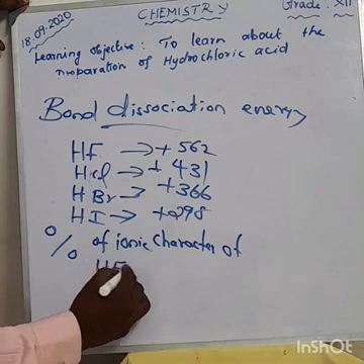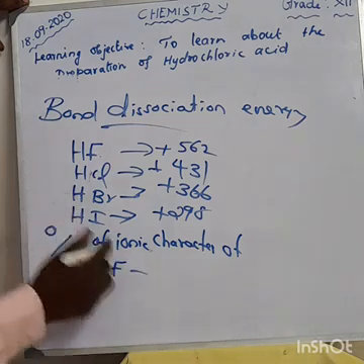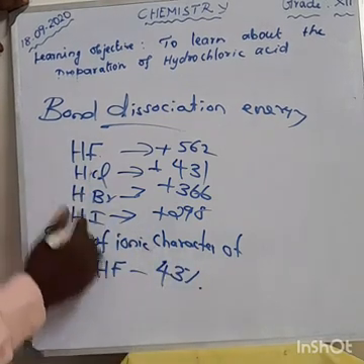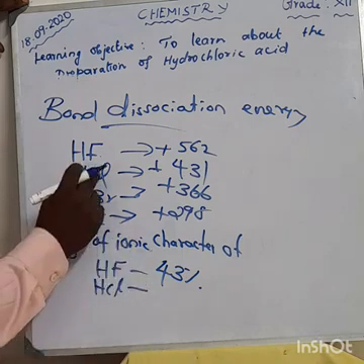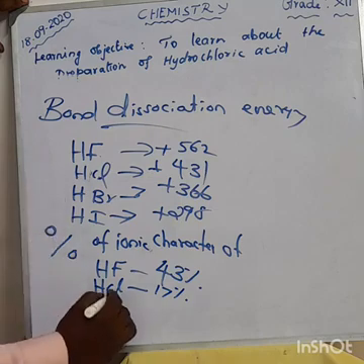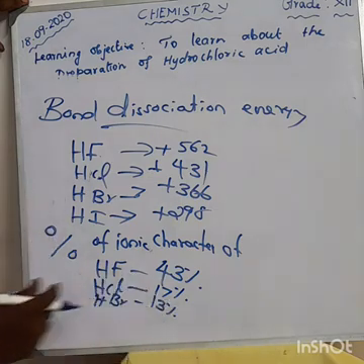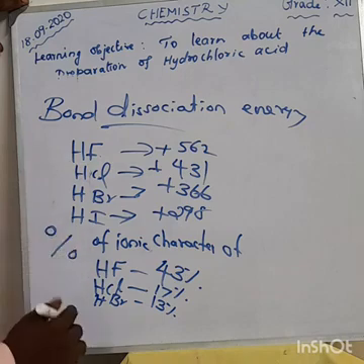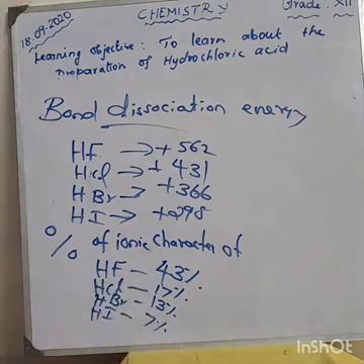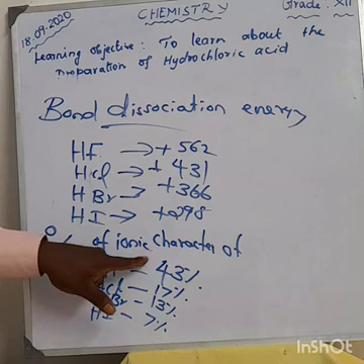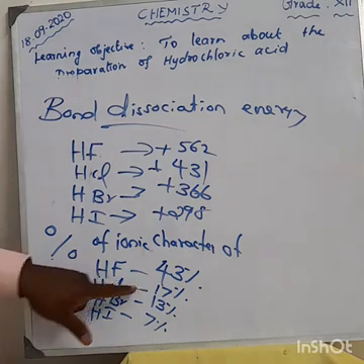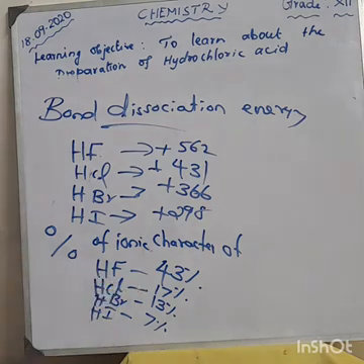Next, the percentage of ionic character of hydrogen fluoride is about 43%. That is the first one. The second one, HCl, is about 17%. The third one, HBr, is about 13%. Hydrogen iodide is about 7%.